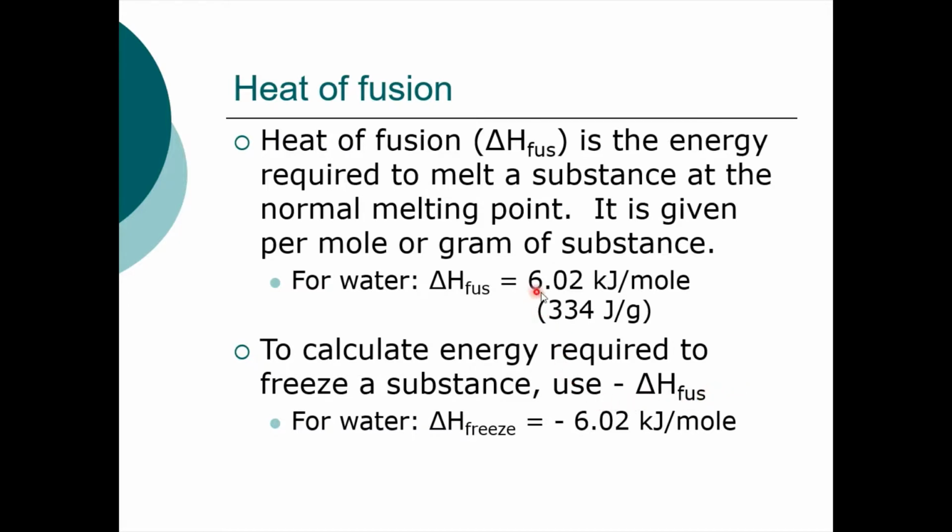So if it takes 6.02 kilojoules to melt a mole of water, you have to put energy in to get the solid to turn to liquid. In order to freeze a mole of water, you have to take out 6.02 kilojoules. You put it in the freezer, and the freezer is cold, so the energy is going to go from the water out. After 6.02 kilojoules have gone out of it, our liquid is turned into a solid. Okay, so you can call it the heat of freezing. Nobody really does that. It's just the negative of the heat of fusion.